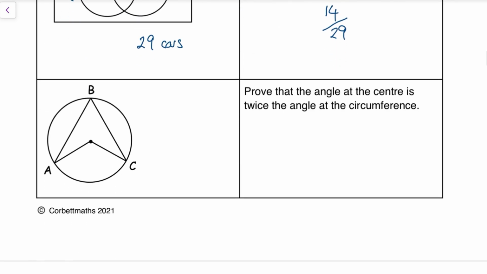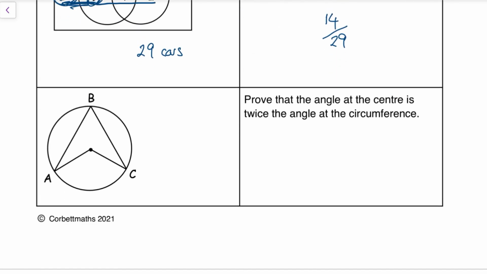Next question and final question today. Prove the angle at the centre is twice the angle at the circumference. Now, if you've been watching my videos along the way, you will have seen me do this one already. And if you watch my other videos with proofs, I'm going to talk rather than write down all the words here, because otherwise you'll just watch me write words for a long period of time.